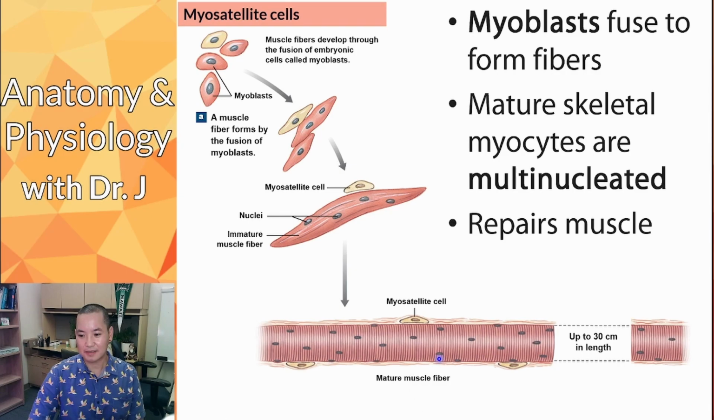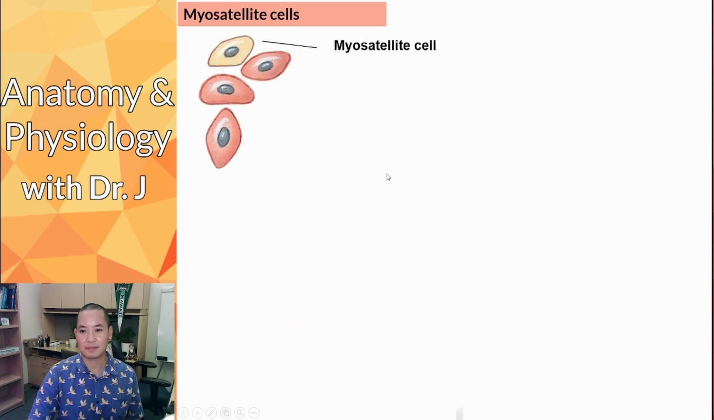Once you have a mature muscle fiber, this entire structure can't undergo mitosis and divide like a regular individual cell. So this is why you need these myosatellite cells and myoblasts to divide and replicate and undergo mitosis, so you can regenerate more muscle cells and fuse them with these muscle fibers or make new muscle fibers.